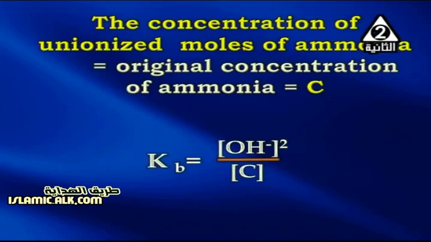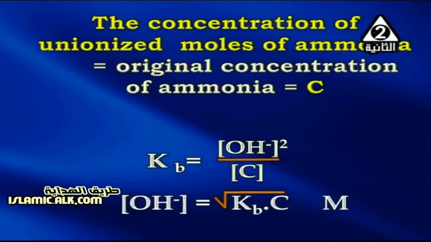So the equilibrium constant Kb for the ionization of ammonia equals concentration of hydroxyl ion power 2 over the concentration of the ammonia. So the hydroxide ion concentration equals square root of Kb times C, which is molar, or mole per liter.